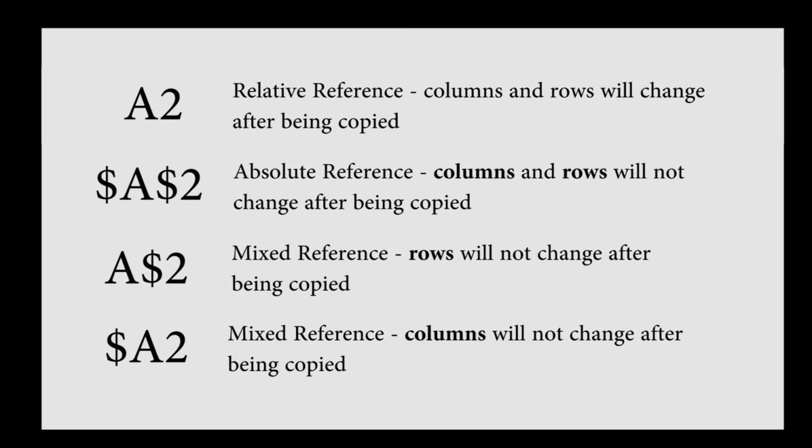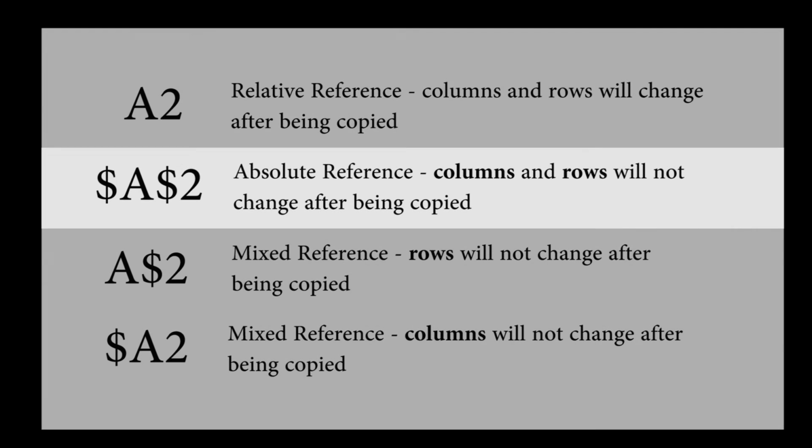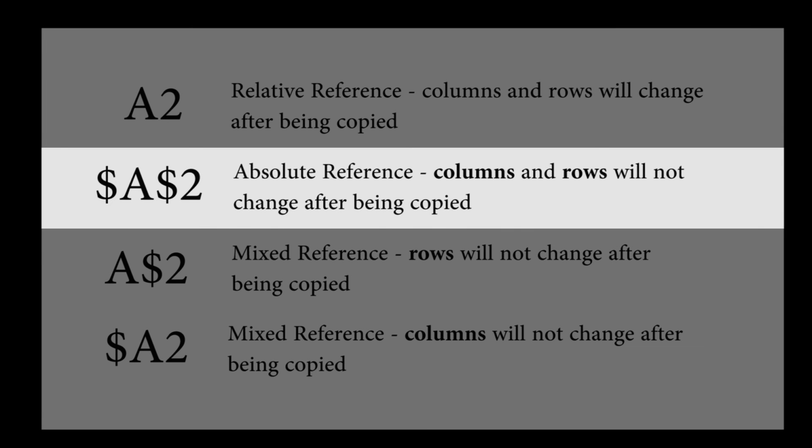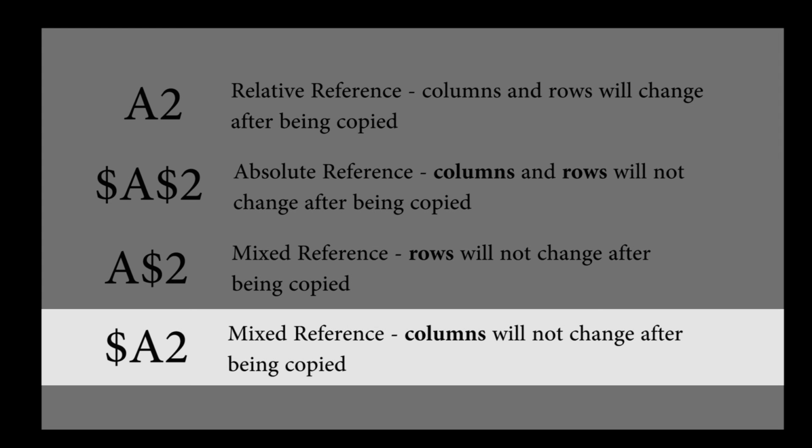So in summary, this is a relative reference where the columns and rows will change after being copied. This is an absolute reference where the columns and rows do not change after being copied. This is a mixed reference where the rows do not change after being copied. This is a mixed reference where the columns do not change after being copied.